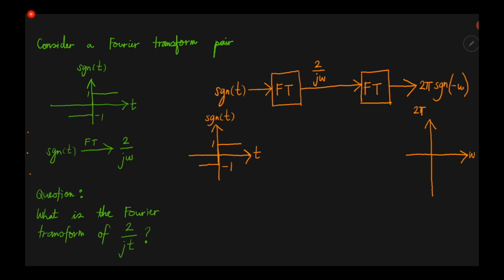The output of the second Fourier transform will be 2 pi multiplied with signum minus omega. Now the amplitude has been multiplied by 2 pi, and as you can see, the signal is inverse with respect to y-axis.